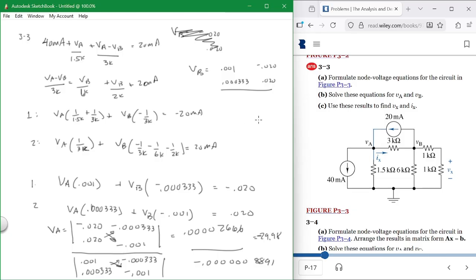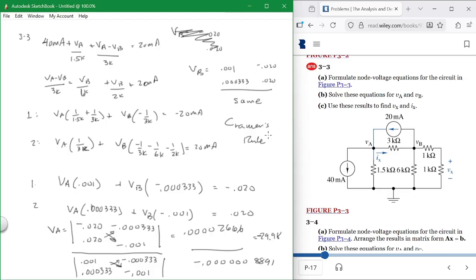The denominator stays the same. So once you've calculated the denominator, you keep it the same, but the numerator changes: for VB, you move your right side into the right column. For your VA, you move your right side into your left column, and this is called Cramer's rule. And welcome to matrix algebra. That's how that's done. That's all that you do. It's a way to find VA and VB with two equations, two unknowns.